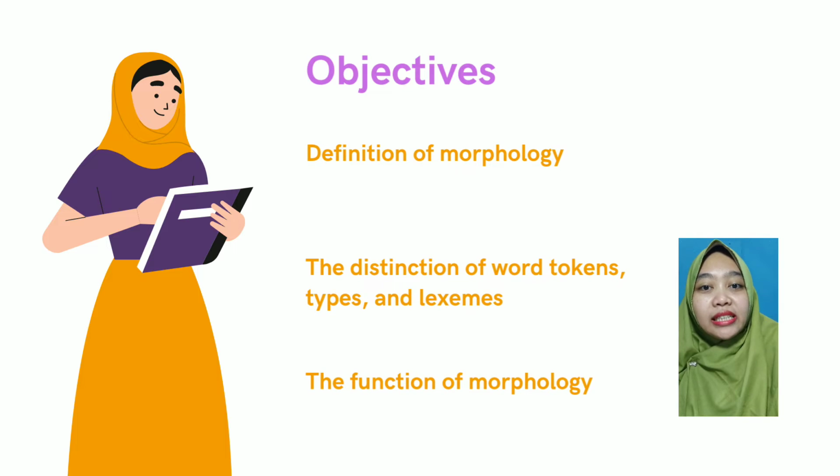First things first, in this session, there are three main points that are going to be discussed. The first one is the definition of morphology. The second one is the distinction between word tokens, word types, and word lexemes. The last one is the function of morphology, or the reasons why languages have morphology.